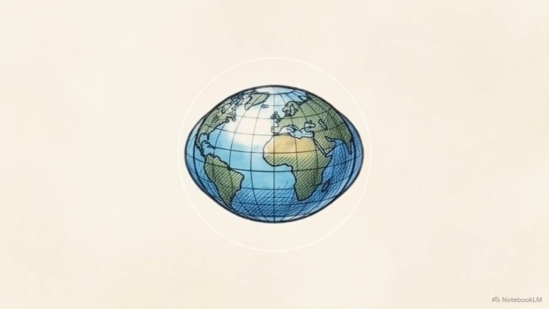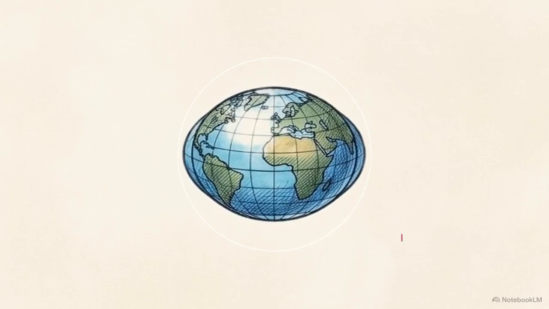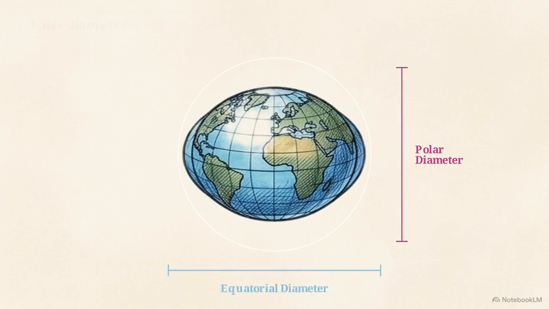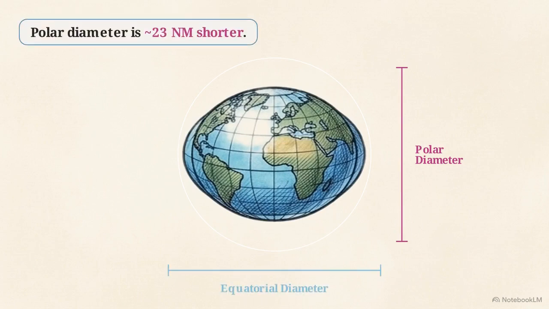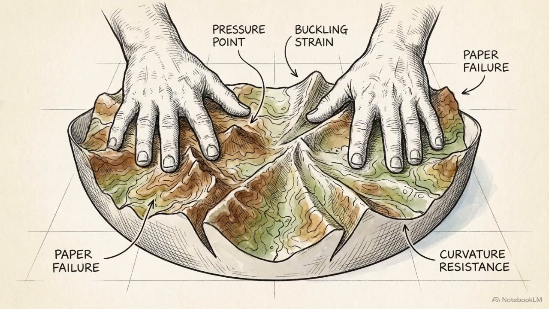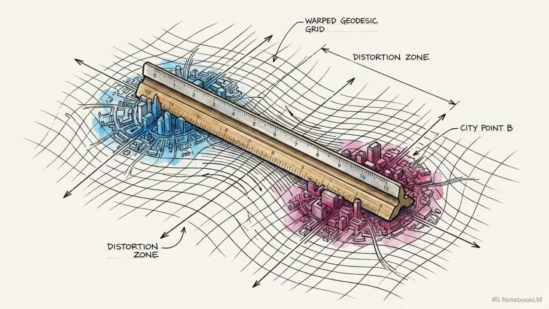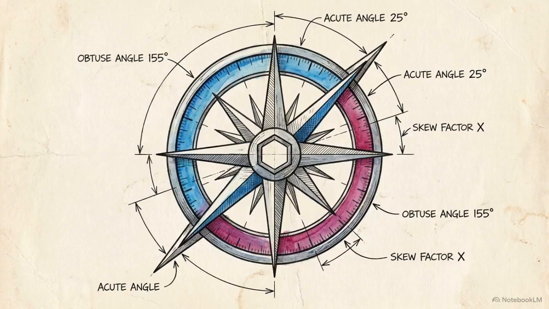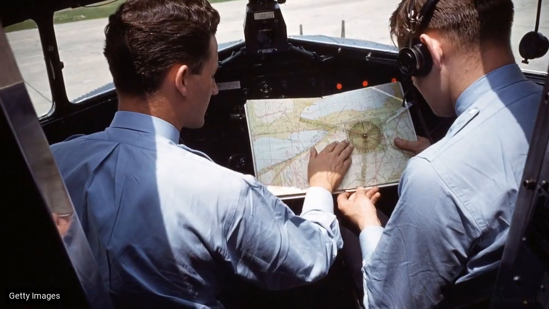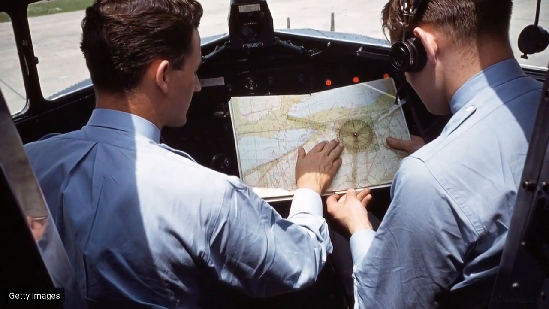It bulges at the equator and flattens at the poles, forming an oblate spheroid with a polar diameter roughly 23 nautical miles shorter than its equatorial diameter. Cartographers cannot translate this curved, irregular surface to a flat plane without sacrificing accuracy. Every flat map forces a compromise, distorting either the physical area, the true shape of the continents, the distance between points, or the angles. In aviation, angular distortion introduces critical errors.